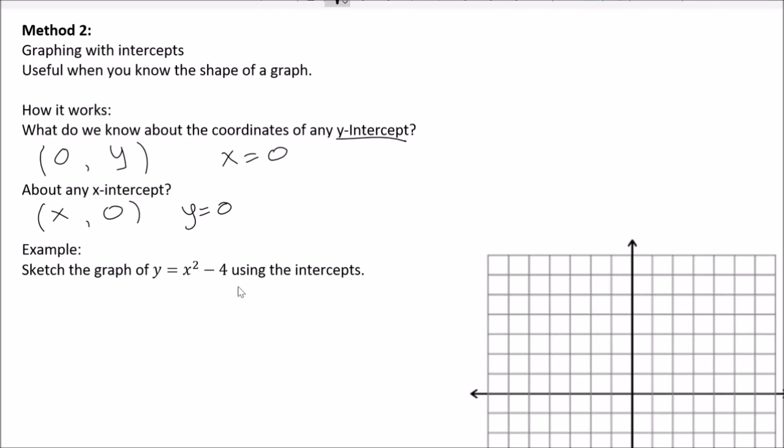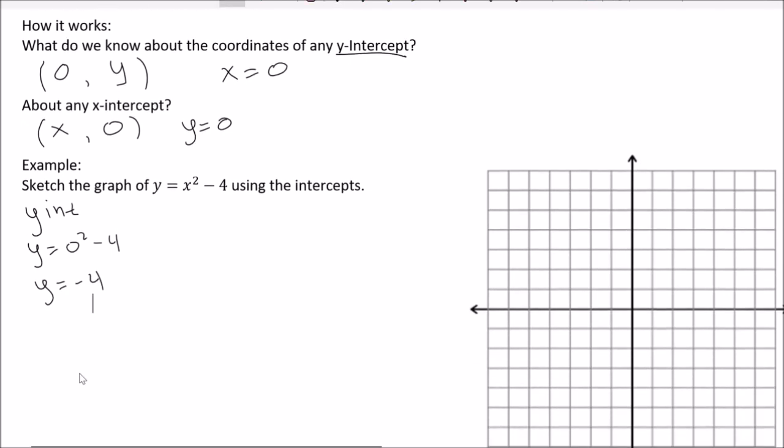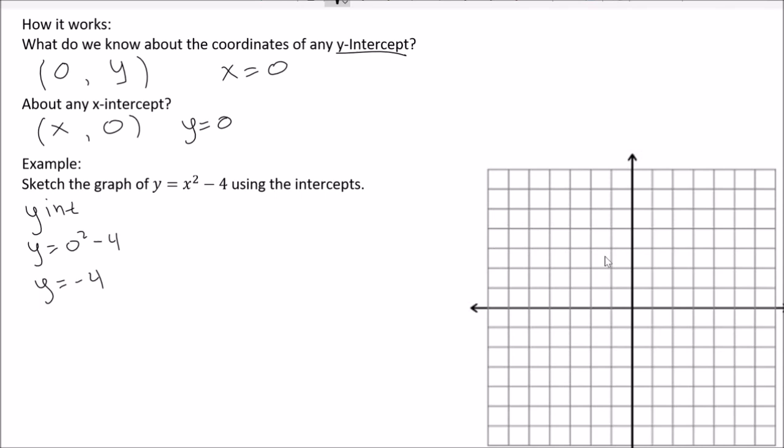So let's do an example down here now and see if we can figure this one out. Let's first do our y-intercept. We just said that's when x equals 0, so our work will look like y equals 0 squared minus 4. So what do I get? I get y equals negative 4. All right, let's go over and sketch that. So my y value is negative 1, 2, 3, 4. And let's go to the next one.